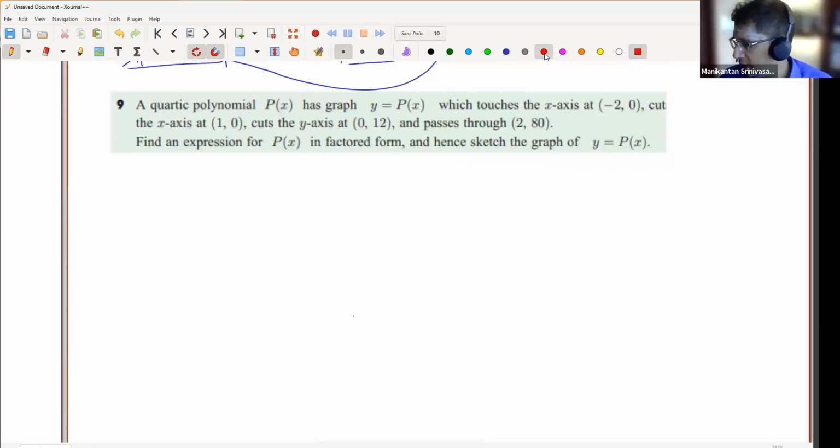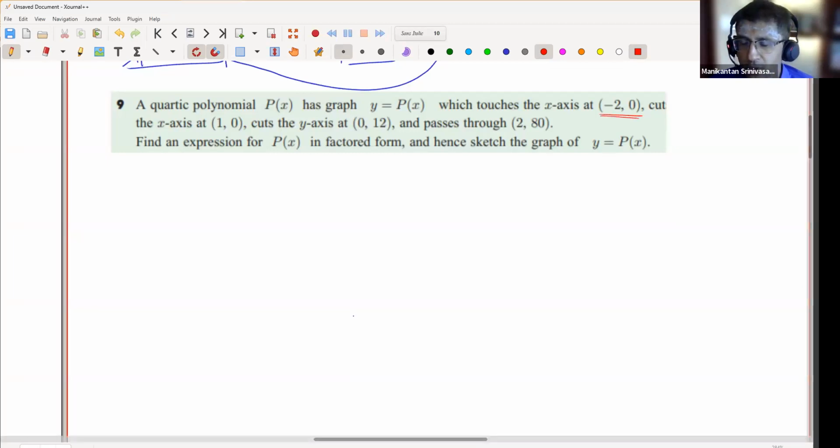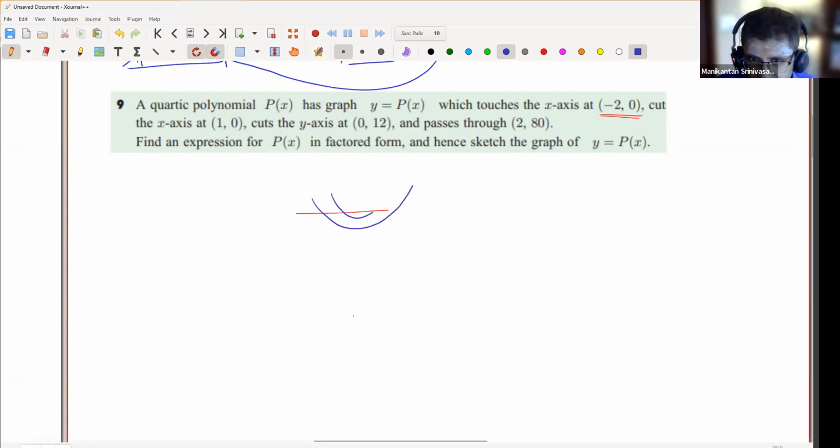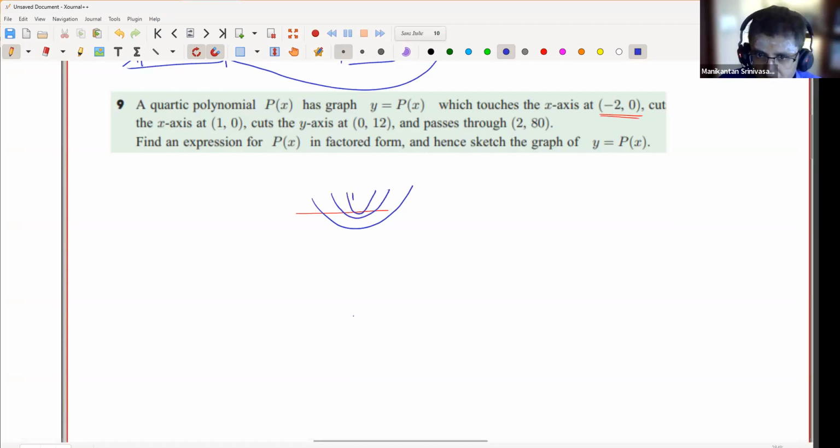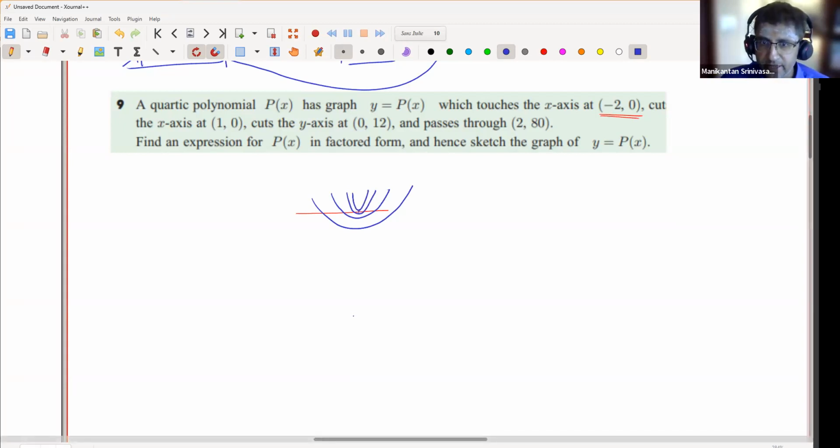Okay, sure. A quartic polynomial y equal to p of x touches the x-axis at -2, 0. So touches means it's a repeated root. So for example, let's say this is the x-axis, and let's say the graph is coming like this. Then it's clearly 2 different roots. If it's coming like this, the 2 roots are very, very close. Here the 2 roots are very, very, very close. Here the 2 roots are so close that they are on each other itself. So whenever it touches, it means that it's a repeated root. That's what it means, right?